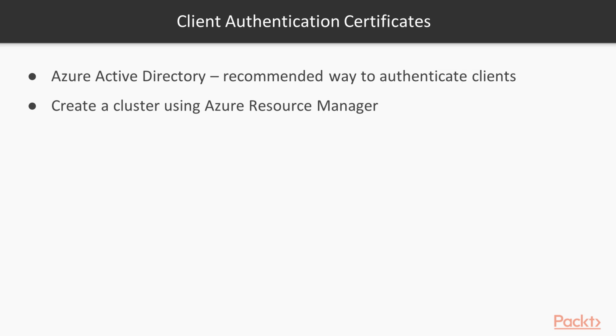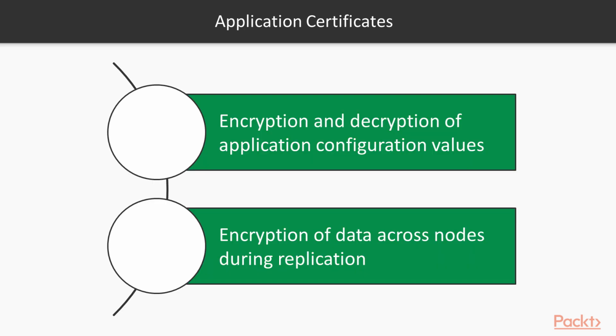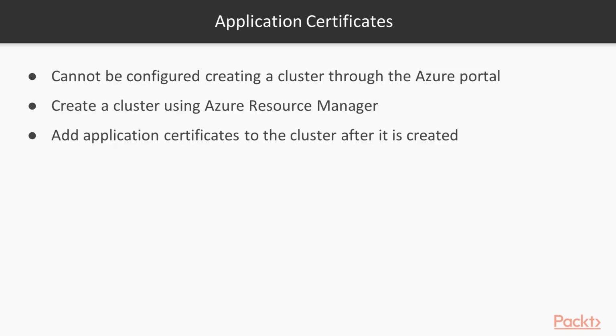Before creating your cluster, consider the application security scenarios that require a certificate to be installed on the nodes, such as encryption and decryption of application configuration values, and encryption of data across nodes during replication. Application certificates cannot be configured when you're creating a cluster through the Azure portal. To configure application certificates at cluster setup time, you must create a cluster using Azure Resource Manager. You can also add application certificates to the cluster after it has been created.